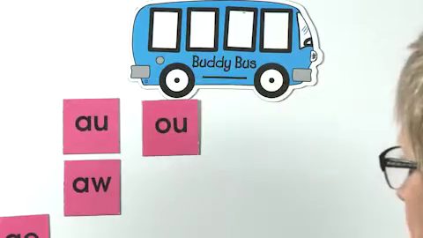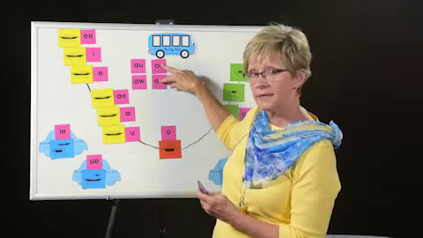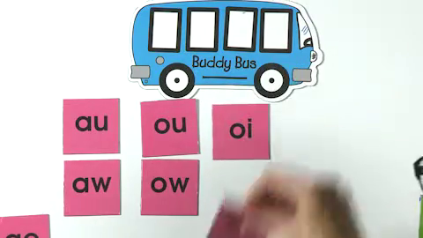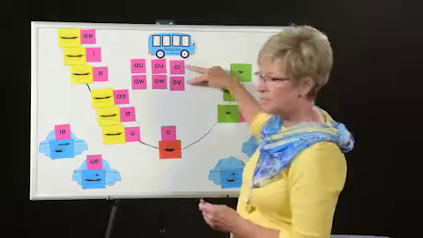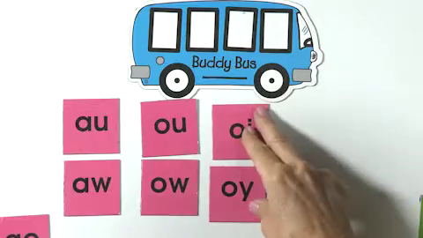Here's another set of buddies. These two spellings represent the same sound, so another set of buddies. Here's a third set of buddies. These two spellings represent the same vowel sound, so another set of buddies.